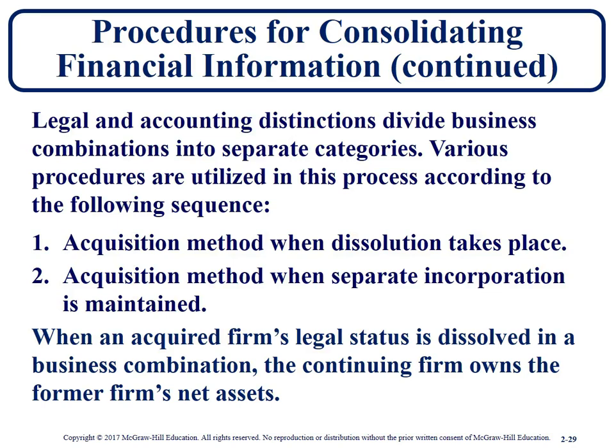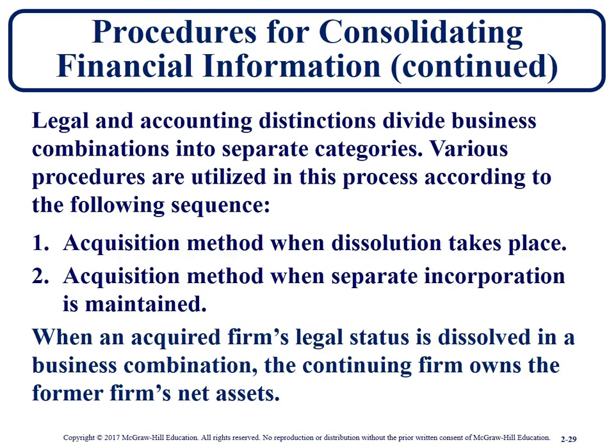All right, so how do we go about consolidating the financial information? First, legal and accounting distinctions divide business combinations into categories. Various procedures are utilized according to the following sequence. First, the acquisition method when dissolution takes place, which is what we're going to do first. And then we'll look at what happens when the acquisition method is used when separate incorporation is maintained, when Smallport and BigNet continue to exist. We'll do that one, but there'll be some differences in the data when we get there. All right, so let's go ahead and go through this.